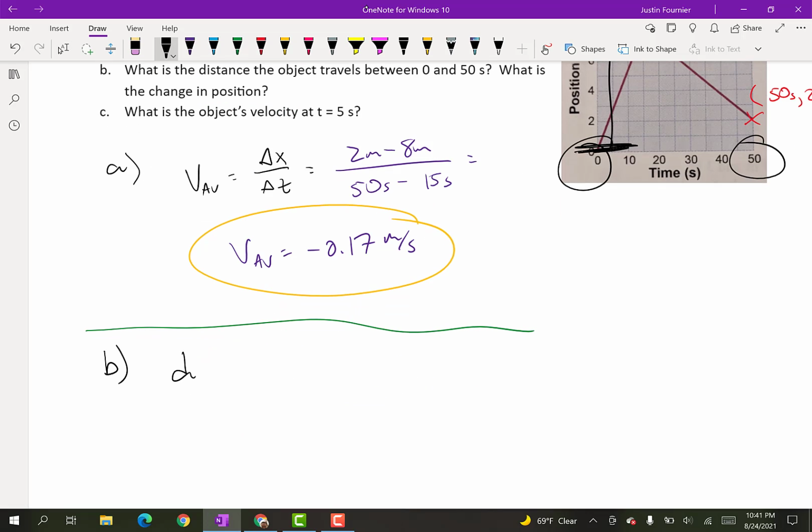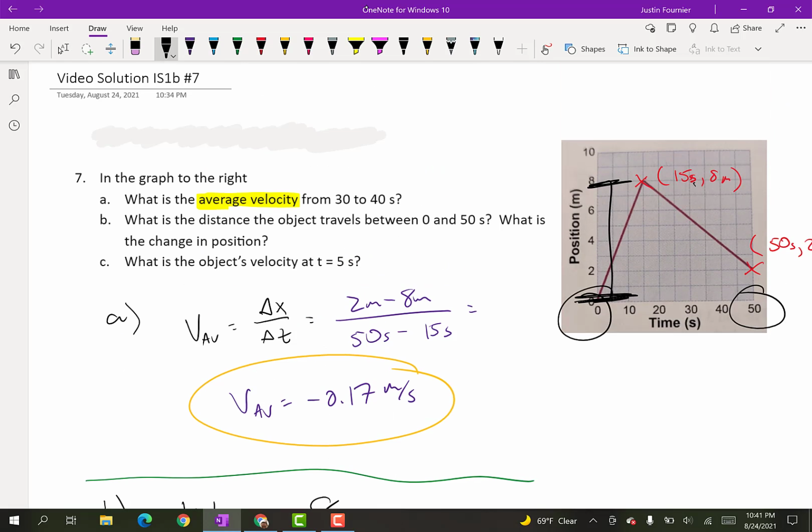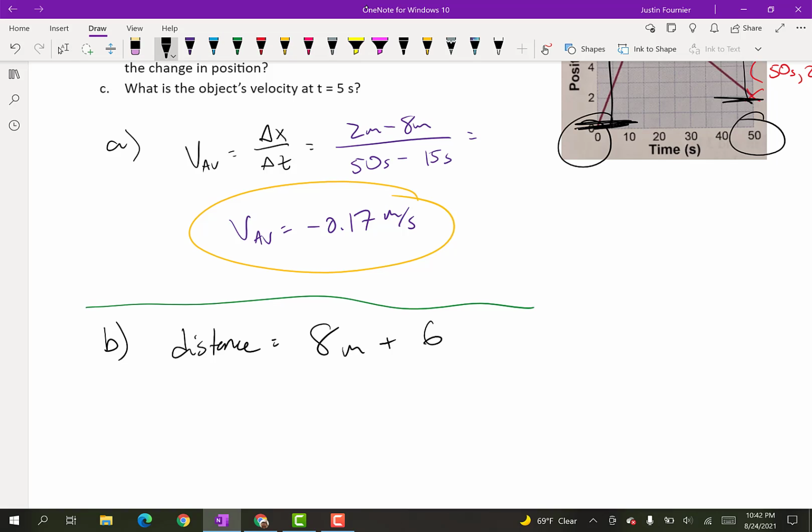So for distance, I have 8 meters. I just went. And then also, I'm starting at 8 meters, then I go to 2 meters. So from 8 to 2 meters, that's 6 meters total. So I'm going to add another 6 meters here, because remember, the distance is the amount of ground covered. So 8 plus 6, that's 14. So 14 meters is the amount of ground covered, and that's my distance traveled.